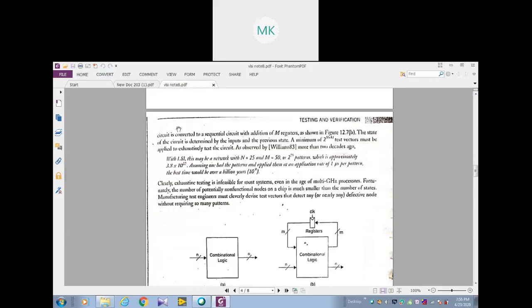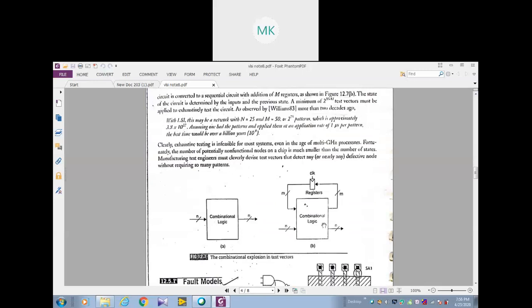Now this combinational circuit is converted into a sequential circuit by adding m bits of registers. So now I need 2 to the power of n plus m test vectors to check the circuit. So the total number of input patterns required is 2 to the power of n plus m.